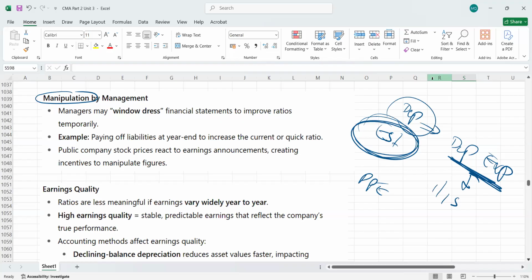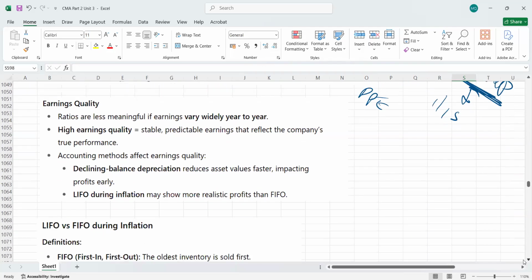And sometime management, they might have a incentives, performance based incentives. Okay, if profits will reach to this level, they will get 5% bonus. So that's why the management can manipulate the figures again to get that bonus. So this is what they're saying, managers may window dress, means a manipulation of financial statements to improve ratios due to any reason, maybe due to some incentives, etc.